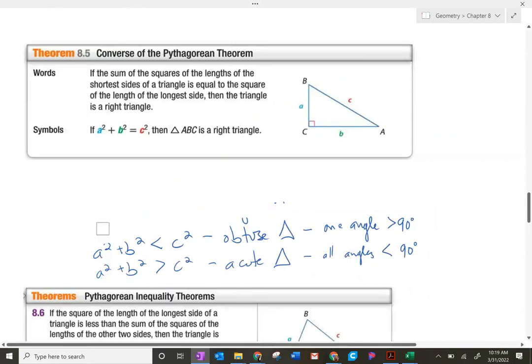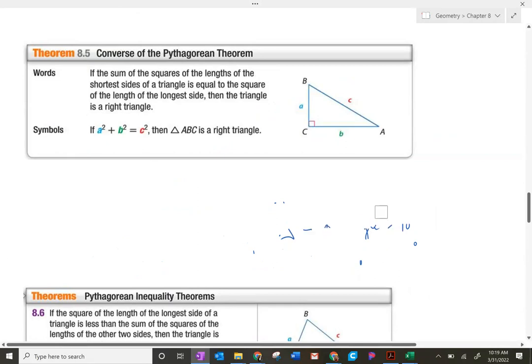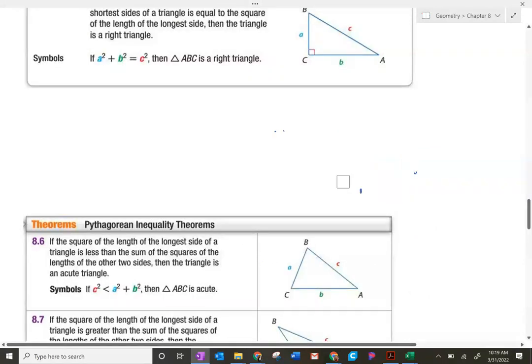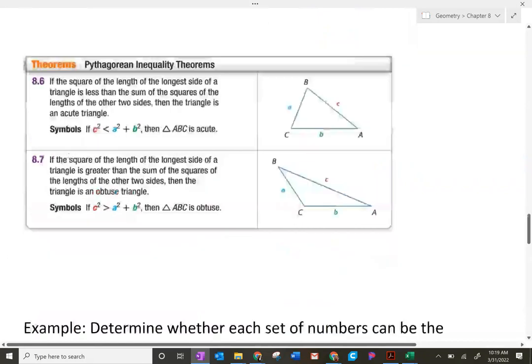Okay. The next part, I'm going to write this stuff down. I do want to explain it because the second part of the assignment is going to be Pythagorean inequalities.